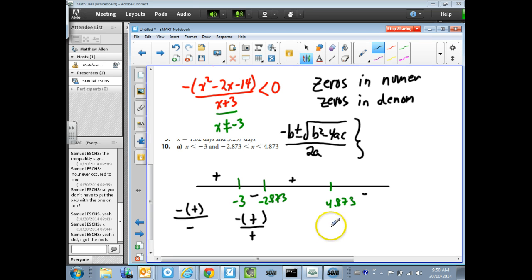The answers you actually wanted here, -3 less than x less than -2.873, or x is greater than 4.873.